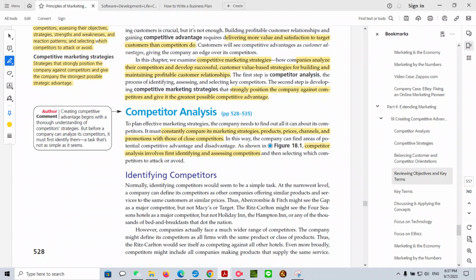Normally, identifying competitors should seem to be a simple task. At a narrower level, a company is defining its competitors as other companies offering similar products and services to the same customers at similar prices, especially offering similar products and services. Thus, Abercrombie and Fitch might see the Gap as a major competitor, but not Macy's or Target. As you know, those are different niches. That is a different niche than a high-end niche.